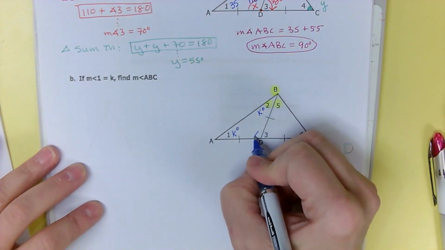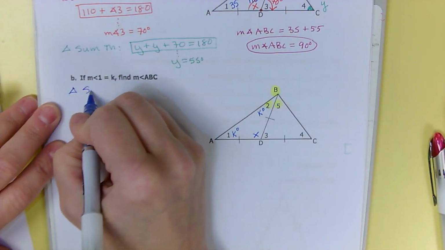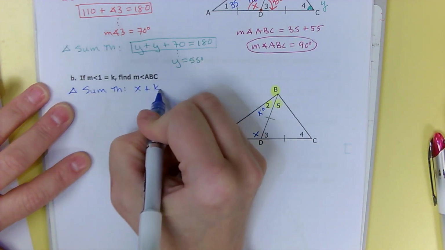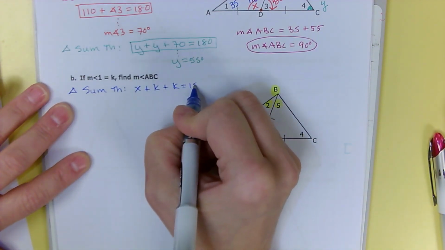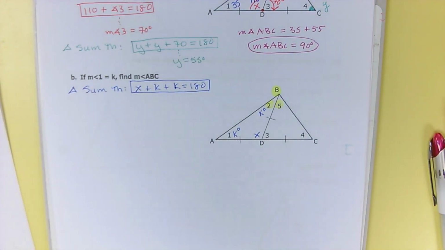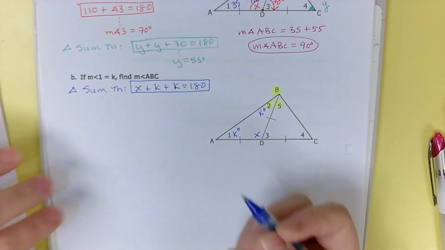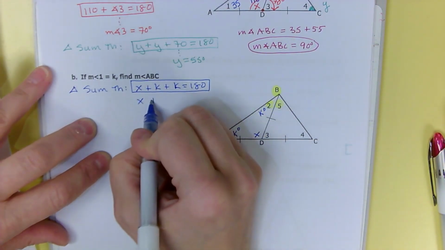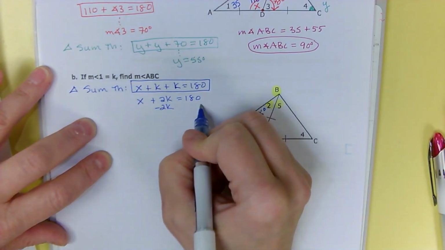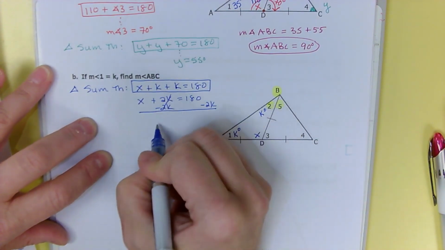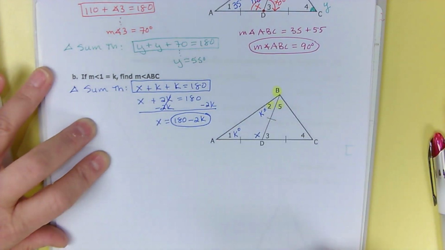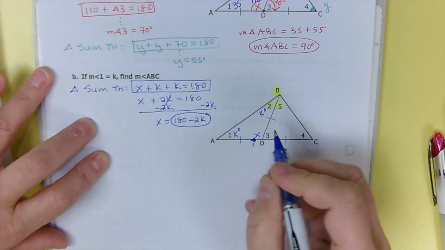Now I'm going to call the third angle X, and we're going to use triangle sum theorem to put the equation together, which is X plus K plus K equals 180. They add up to 180. Okay, so we need X, so we're going to solve for X. K plus K is 2K equals 180. To get X alone, I'm going to subtract 2K over to the right, and I get X equals 180 minus 2K. So I'm going to put a little arrow there because I can't fit it in there.